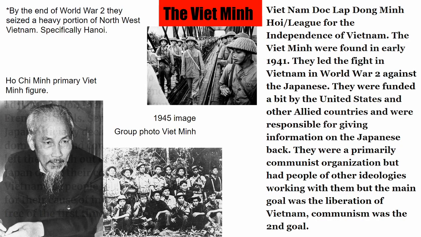They were primarily a communist organization, but they had other ideologies of people, just nationalistic conservatives, liberal types, all those. They were in the organization, so liberation of Vietnam was the first goal, and sort of the communist goal was the second goal. In general, they were very trusted among people.